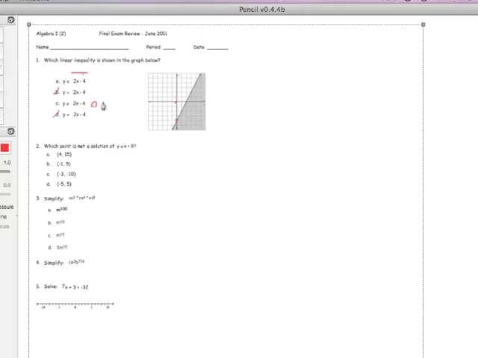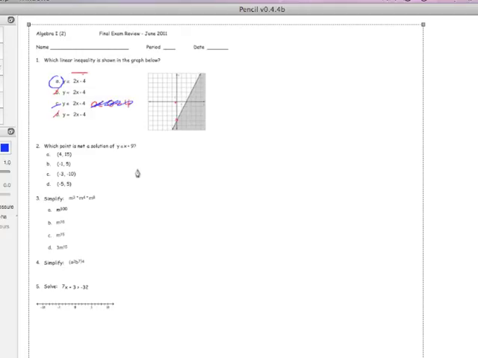Is 0 less than or equal to 2 times 0, which is 0, minus 4? So you would just read this, is 0 less than or equal to -4? It isn't. It even hurts my eyes just to see that there, so I'm going to cross it out. So we know it can't be C, so the answer has to be A.